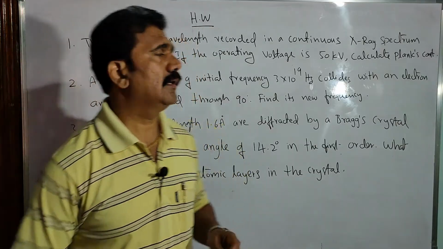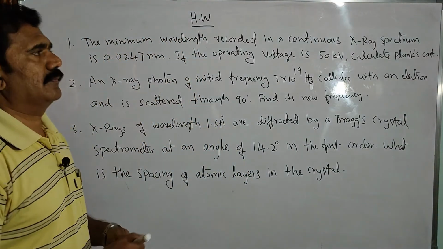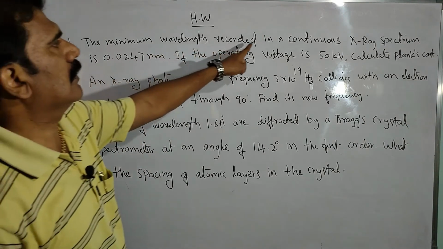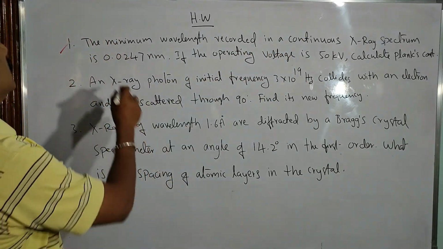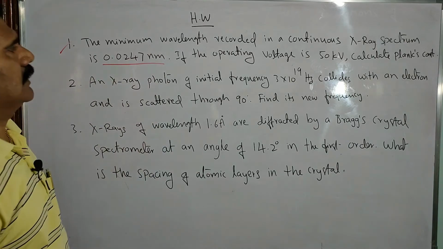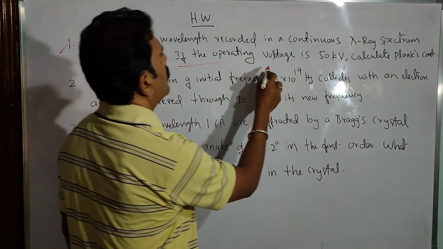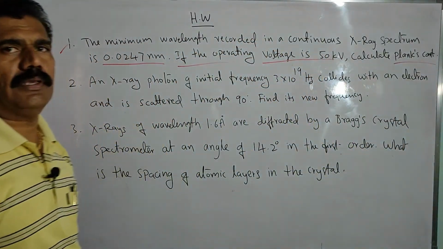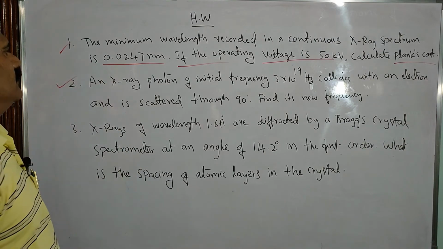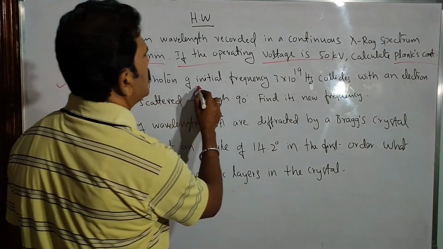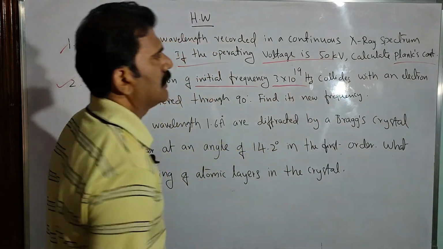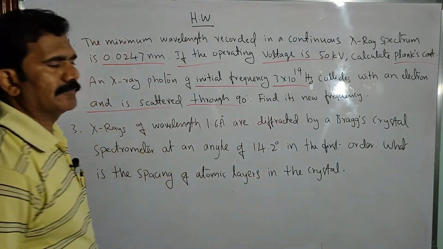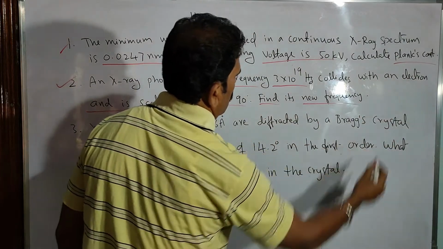Okay, at the end you try these three homework problems. I will just read them out. The first one: the minimum wavelength recorded in a continuous X-ray spectrum is 0.0247 nanometer. If the operating voltage is 50 kilovolts, calculate the Planck's constant. Clear? Then the second problem: an X-ray photon of initial frequency 3 into 10 to the power of 19 hertz collides with an electron and is scattered through 90 degree. Find its new frequency.